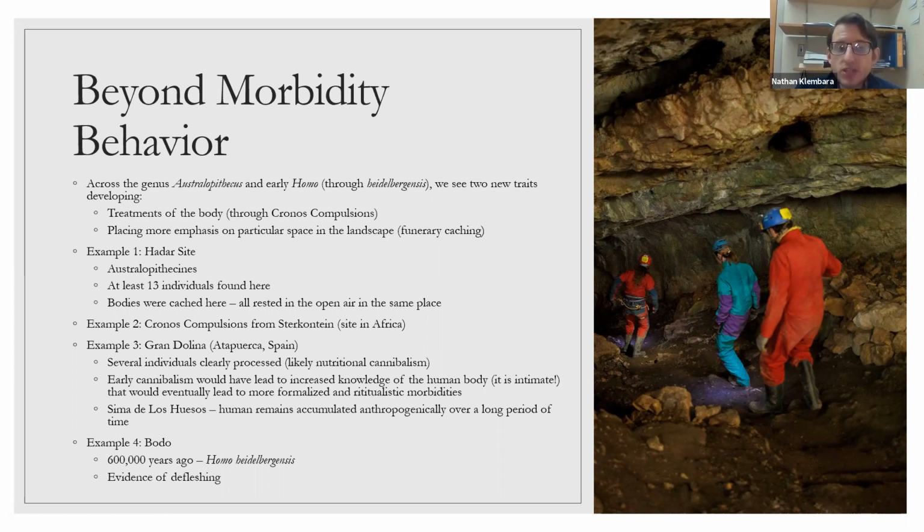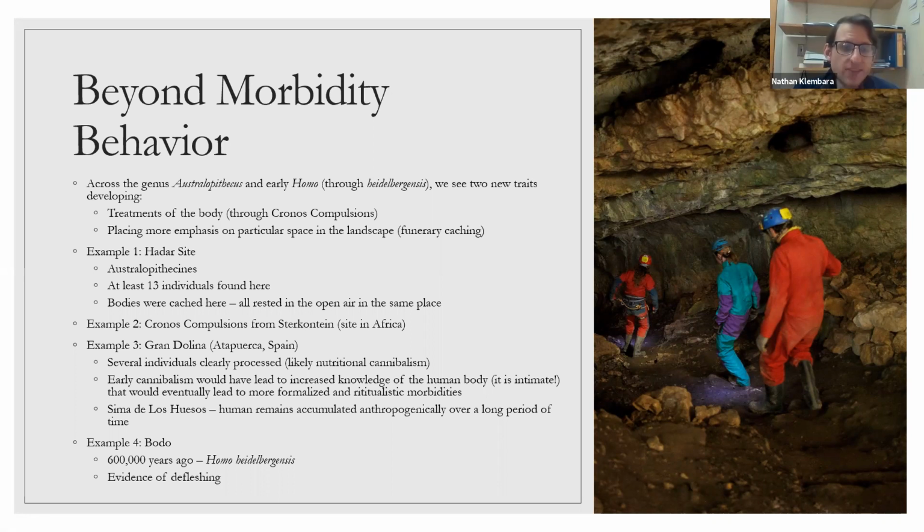However, across the genus Australopithecus and across Homo, really from Homo habilis through Heidelbergensis, we see two new traits developing when it comes to funerary behavior. One is that we start to see our early hominid ancestors treat the bodies a little differently. So we have the appearance of those early treatments of the body, things like cannibalism. So that's the first thing, and we'll talk about those.